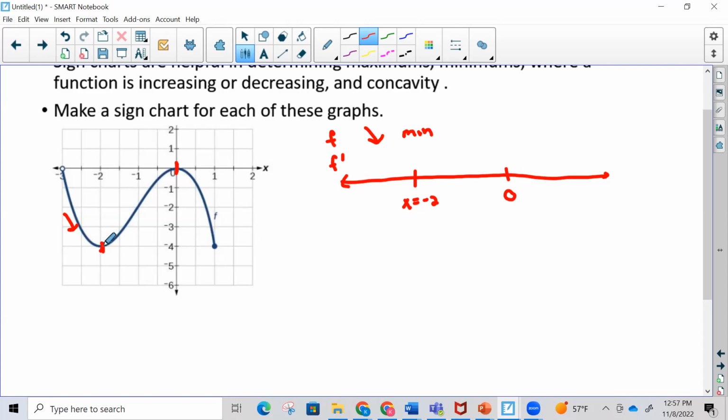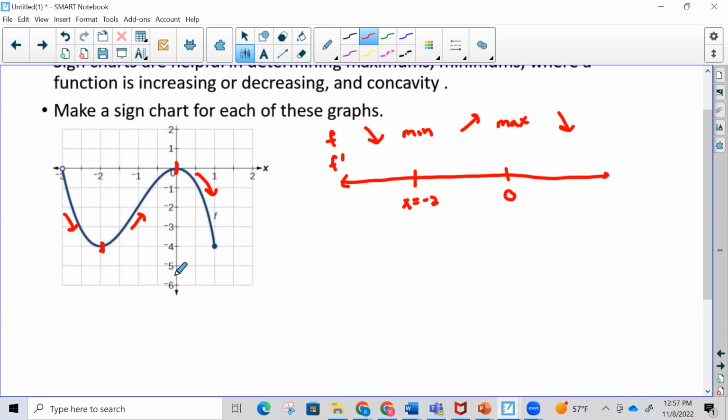Then when we go from -2 to 0, we know my function is increasing. So I'm going to put an up arrow. We know 0 is a max. And then after 0, from then on, it's decreasing. So this is telling me what f is doing in each of the intervals.